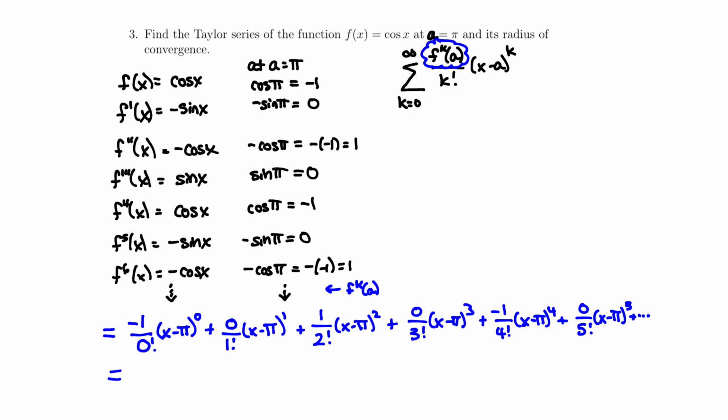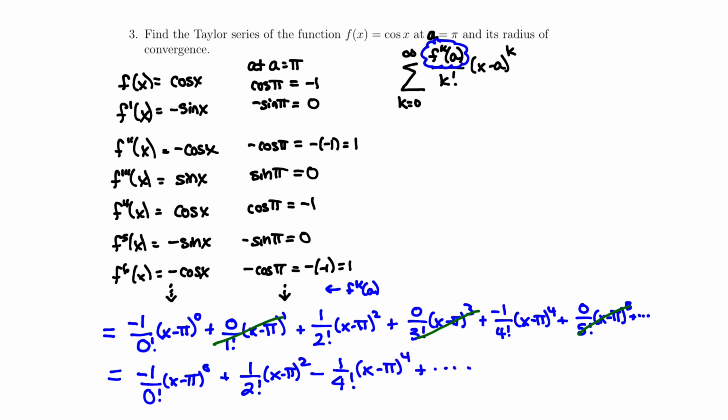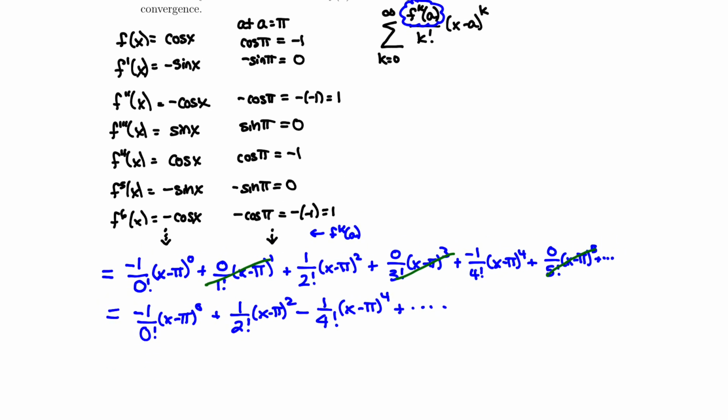And so what happens is, and I see everybody's working these through, all your odd powers go away, and you're left with just even powers. A -1 over 0 factorial times x minus pi to the 0, plus a +1 over 2 factorial, x minus pi to the 2, minus a 1 over 4 factorial, x minus pi to the 4, plus ... And you're getting just even powers.